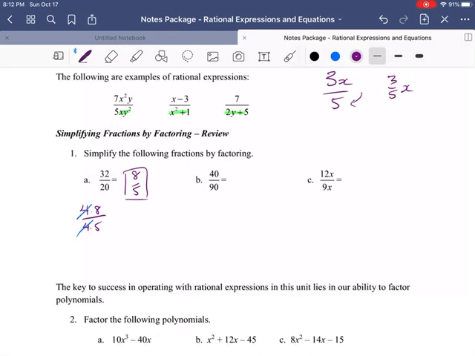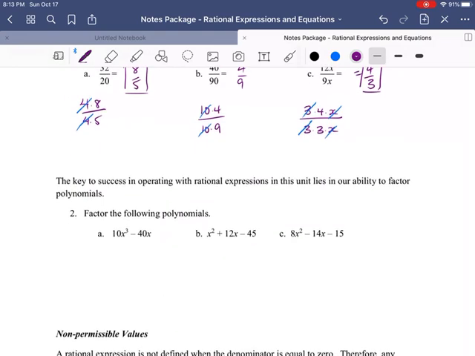Same with 40 over 90. 40 is the same as 10 multiplied by 4, and 90 is the same as 10 multiplied by 9. Well, 10 divided by 10 will simplify to 1, so we'll simply be left with 4/9. 12x and 9x. 12 is the same as 3 multiplied by 4 multiplied by x, and 9 is the same as 3 multiplied by 3 multiplied by x. And the 3's will simplify to 1, and the x's will simplify to 1. So you're going to be left with 4/3.